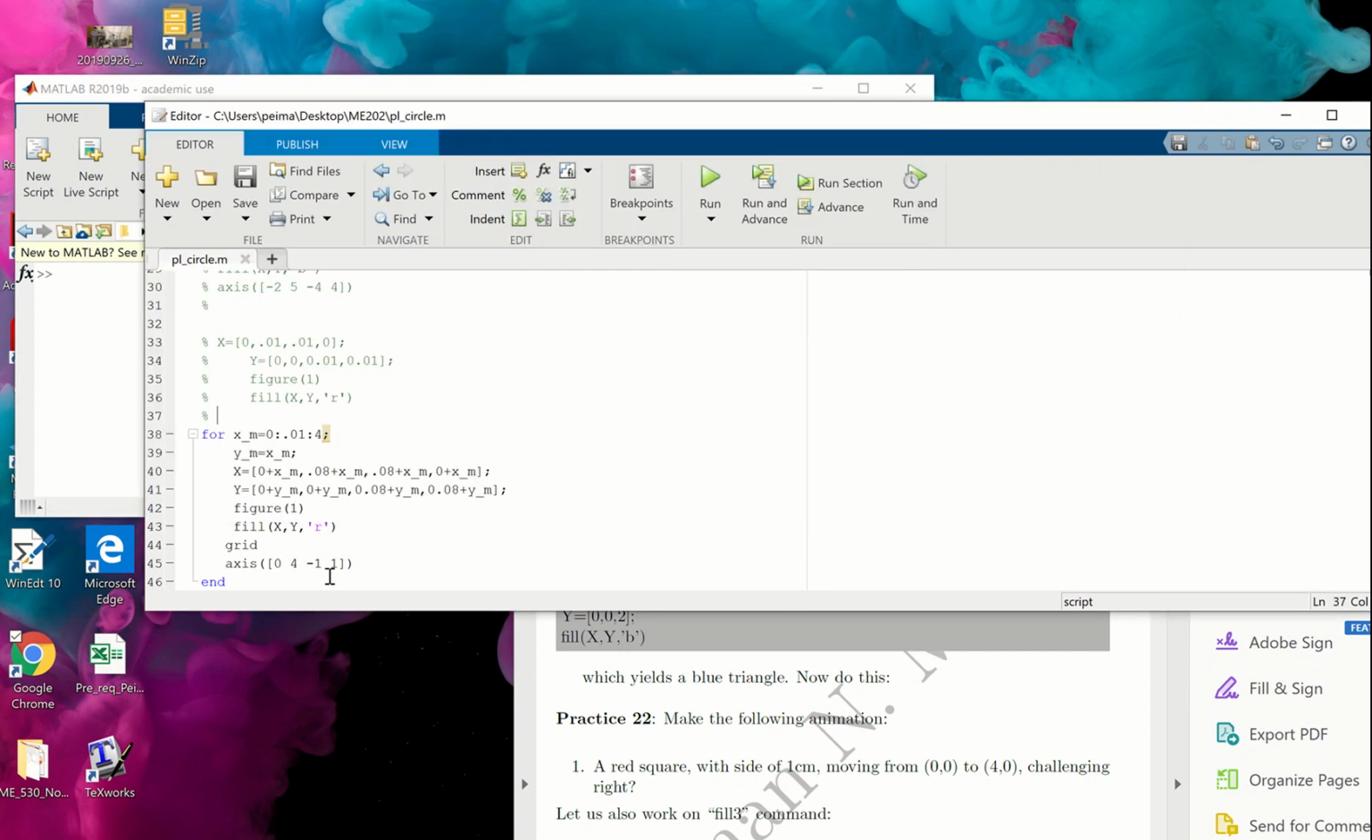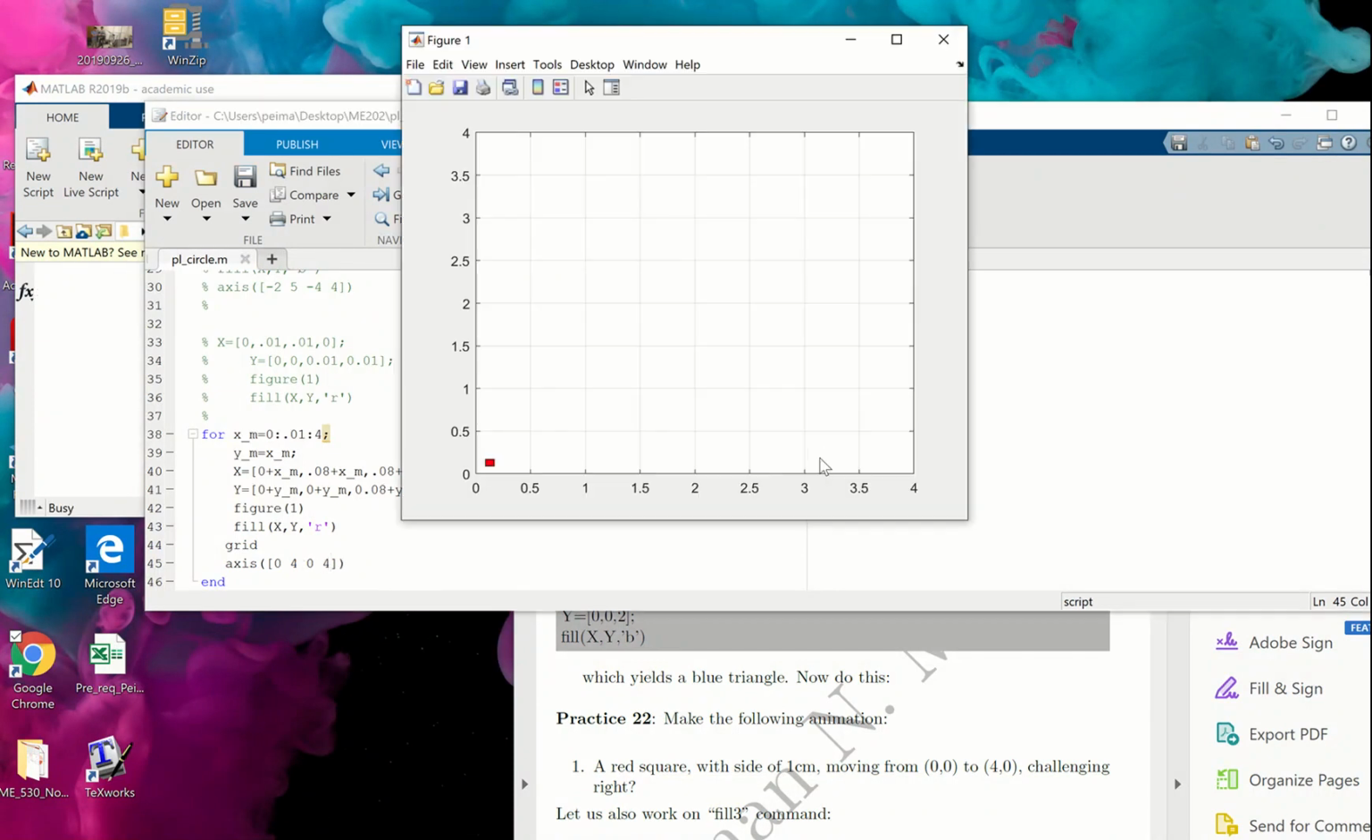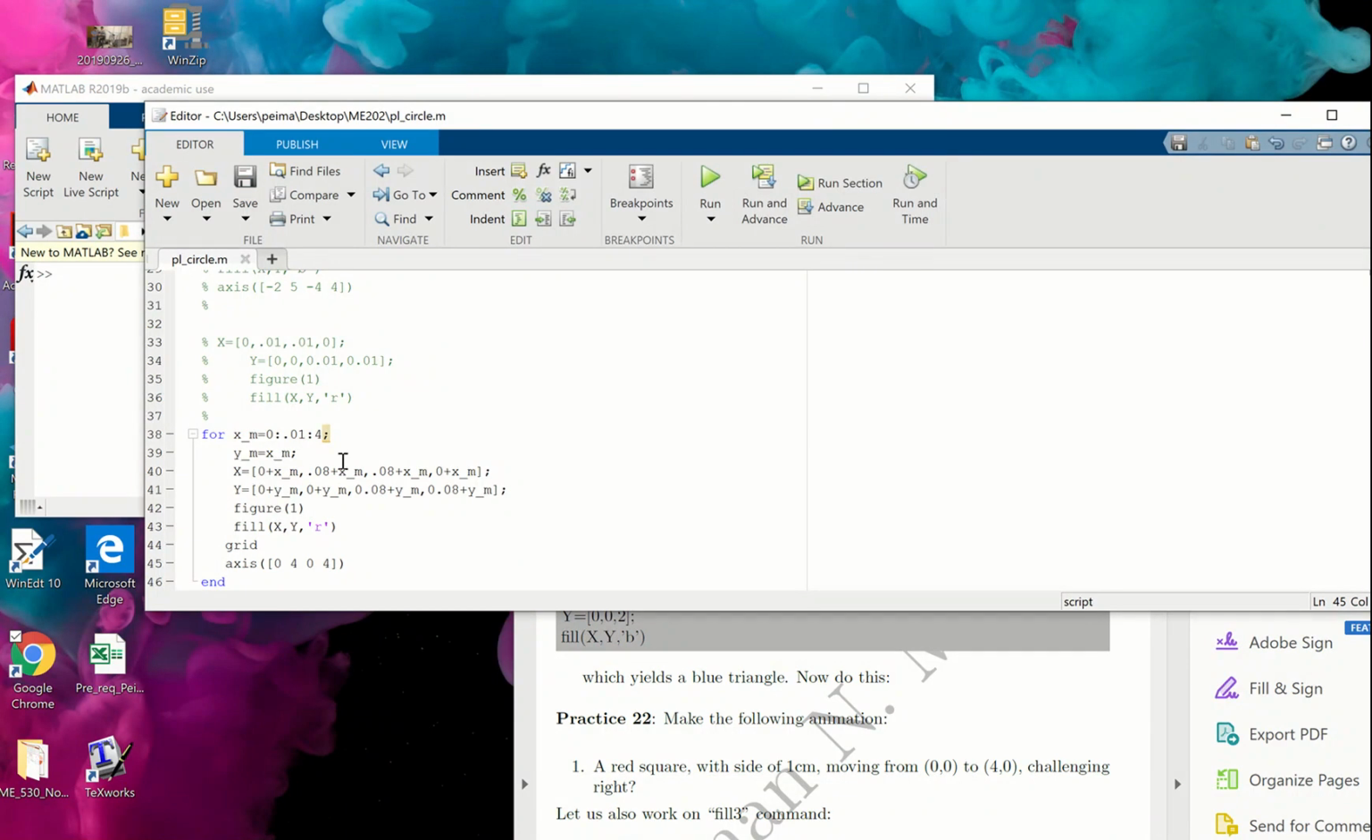See? If I change the axis from 0 to 4, here we go. You're going to see a square. This is a square, a solid red one, completely, not only a hollow square, moving from 0,0 to 4,4. Or you can now say, you know what, guys? You can give a trajectory.